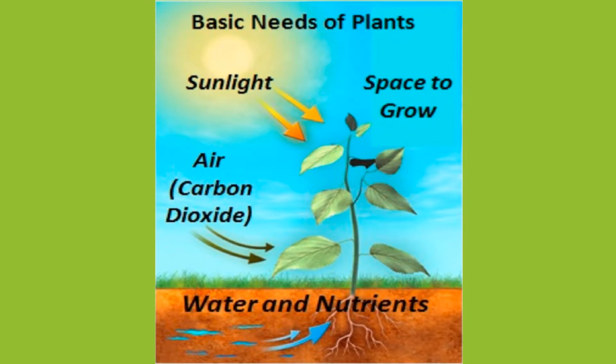Different structures of the plant help them meet their basic needs of water, nutrients, air, and sunlight. Plants have roots, stems, leaves, and flowers that are all different shapes, colors, and sizes. But all plant structures must meet the same needs for water, nutrients, air, and sunlight.